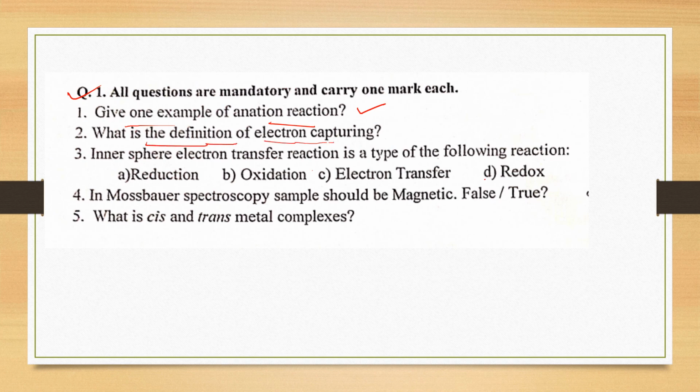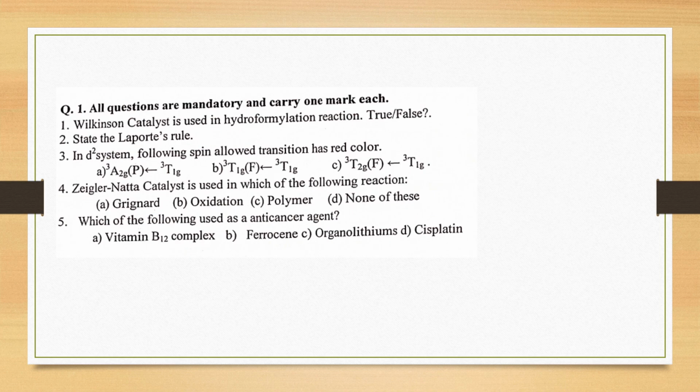This is the redox. In spectromagnetic, it is not necessary that the sample must be magnetic. So it is false. What is cis and trans? I have already told you this. Wilkinson catalyst is used in hydroformylation reaction, true or false? Wilkinson catalyst is used for hydrogenation, not for hydroformylation. So it is false.